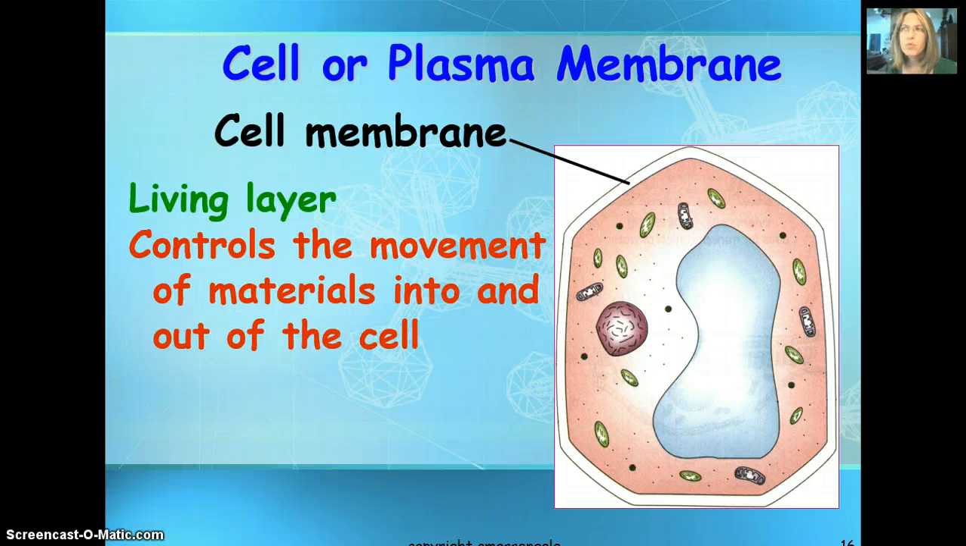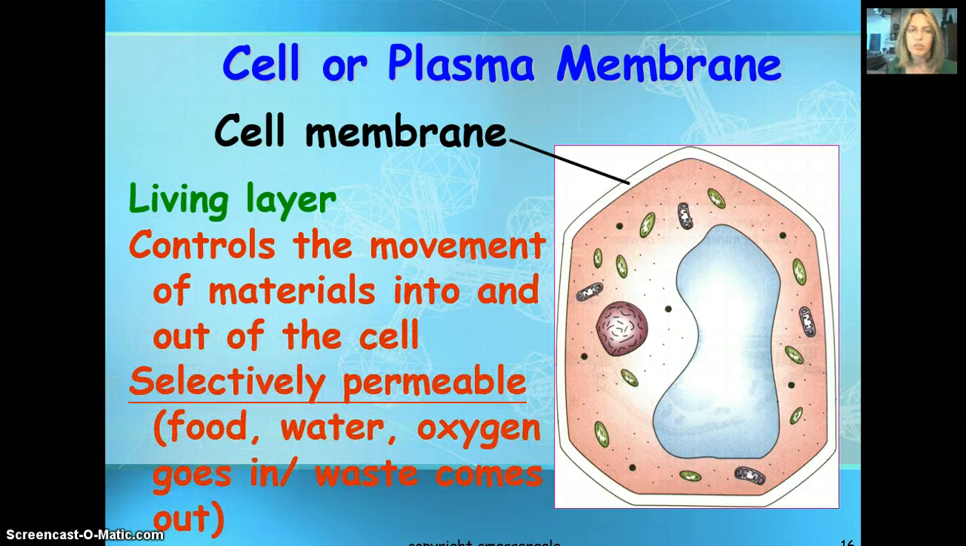It's controlling the movement of stuff in and out of the cell. So the stuff that goes in this selectively permeable layer are things like food, water, and oxygen. That's the good stuff going in. And then the bad stuff coming out is mostly waste.